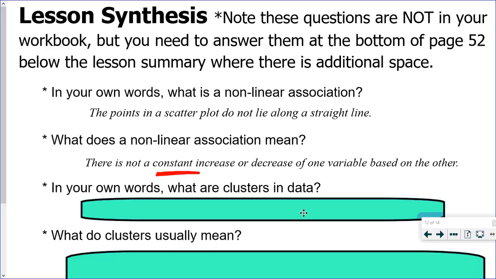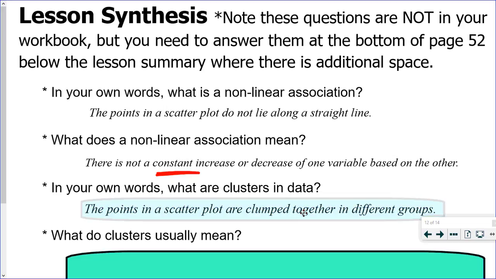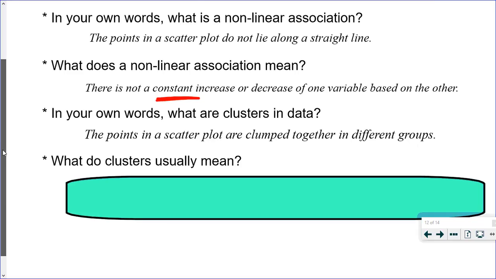And press pause. For the third question, in your own words, what are clusters in data? For this question, I was looking for an answer along these lines: the points in a scatter plot are clumped together in different groups. So that's what clusters in the data are referring to. If you wrote something close to that, you're fine. If you need to readjust your response, please do so.